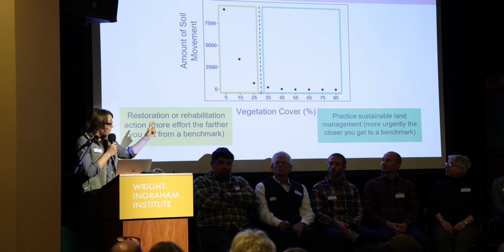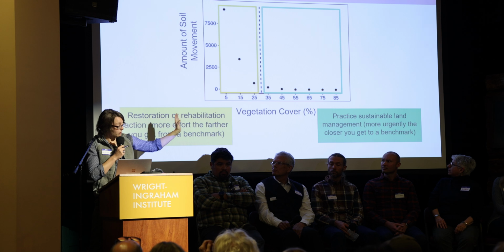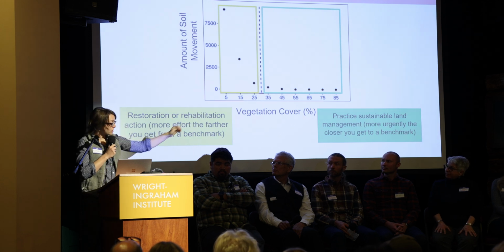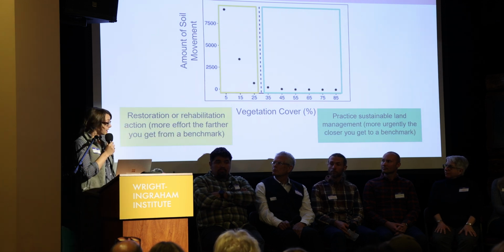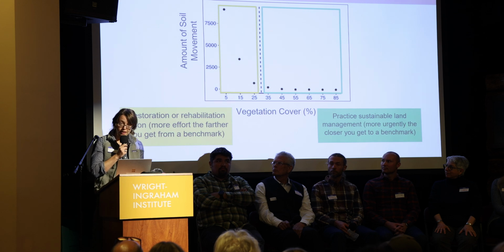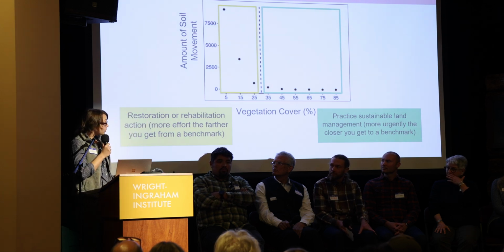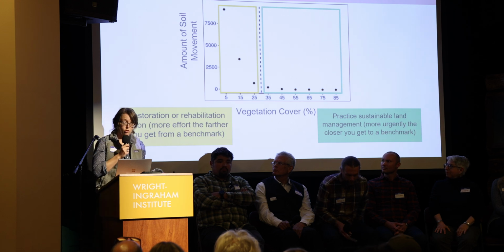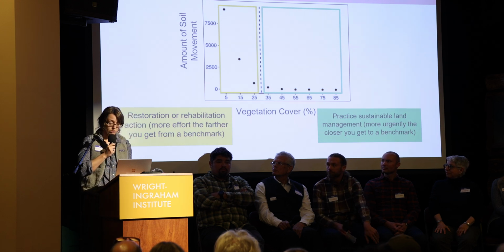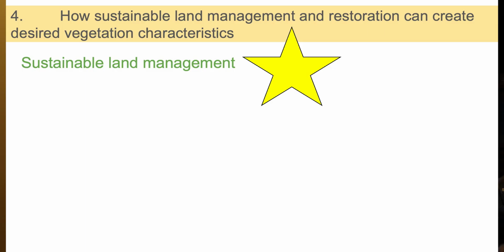And so what we want to do, when we have larger amounts of vegetation cover, is practice sustainable land management to reduce the likelihood of wind erosion. When we're on this side of that benchmark, what we really want to be doing is focusing on restoration or rehabilitation of the system in order to stabilize soils. Sustainable land management is the gold star, right? Once we have crossed these benchmarks, putting a landscape back together is incredibly difficult, especially in these dry places.